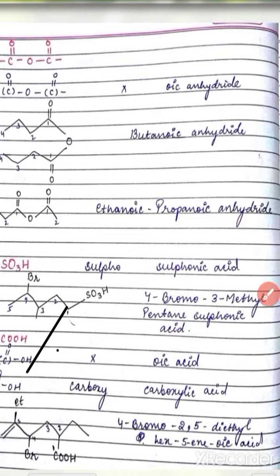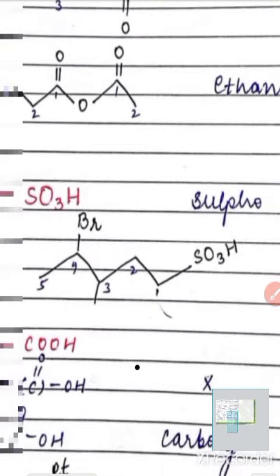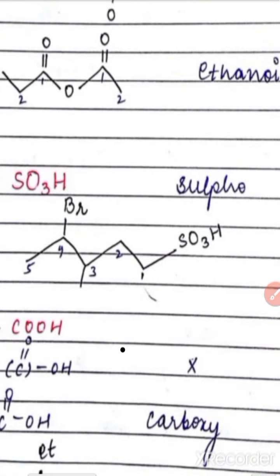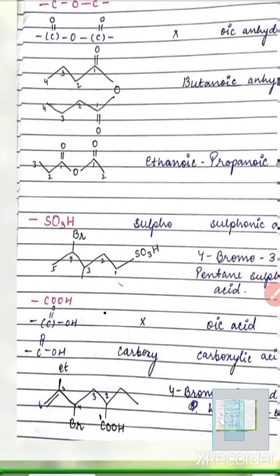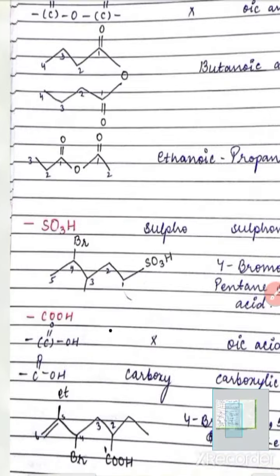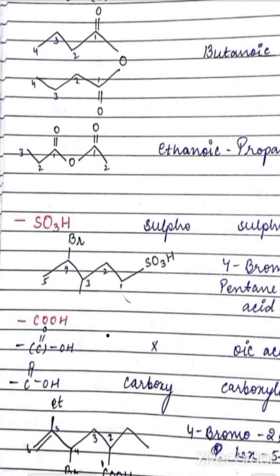Now our next group is the sulfonic group. The prefix used is sulfo and the suffix used is sulfonic acid. So let us look at this with an example. In this, our main parent carbon chain will be this. The numbering will be from that side which will give the functional group the lowest possible position. So I'll start the numbering from here. So 1, 2, 3, 4 and 5.